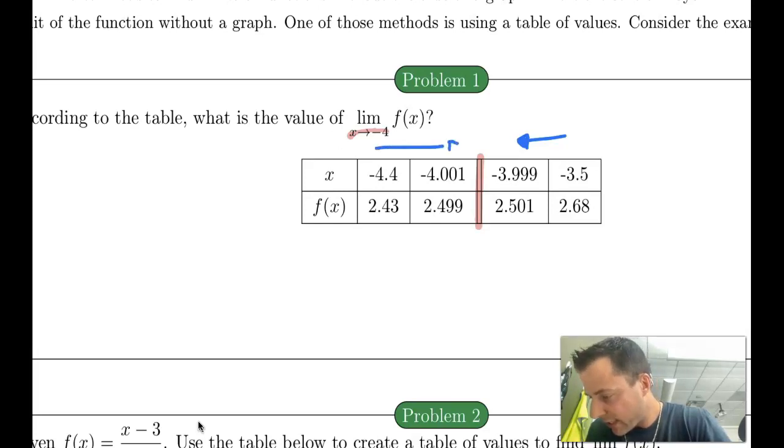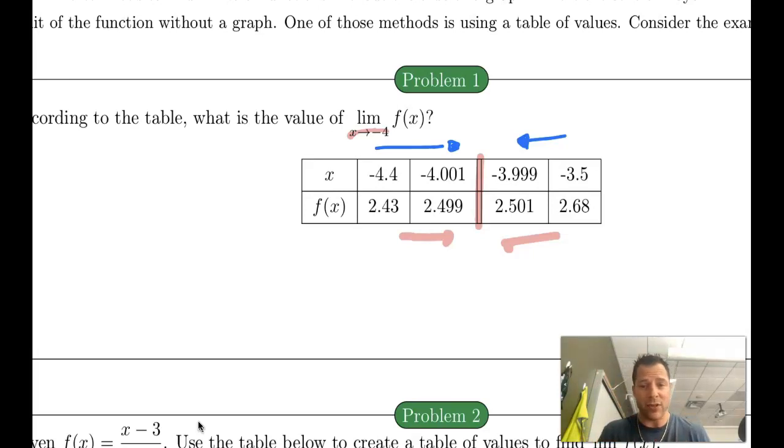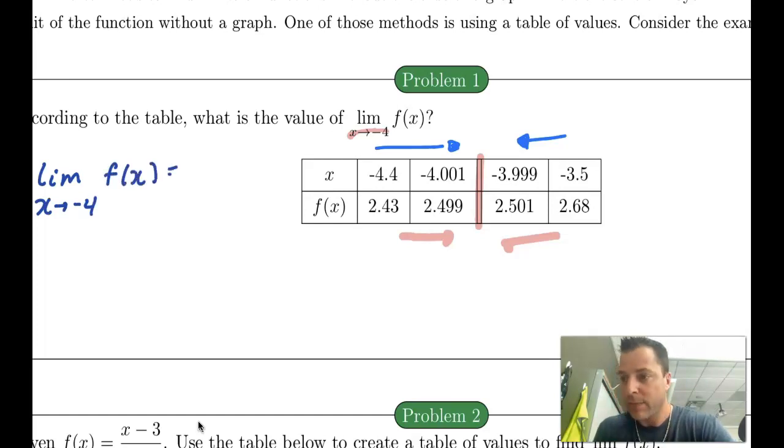So as x approaches -4, let's take a look at what our y's are approaching here. You can see that although they're different, they're not that different. You've got 2.499 and 2.5. So it's safe to say the limit as x is approaching -4 of our function is 2.5. That's the limit. And that's how we can estimate from a table.